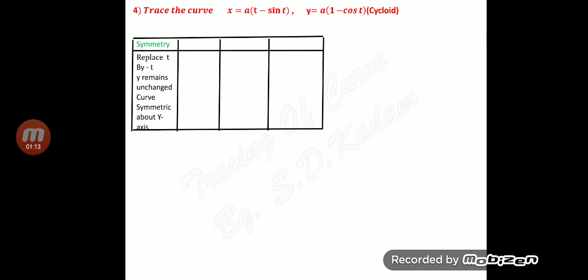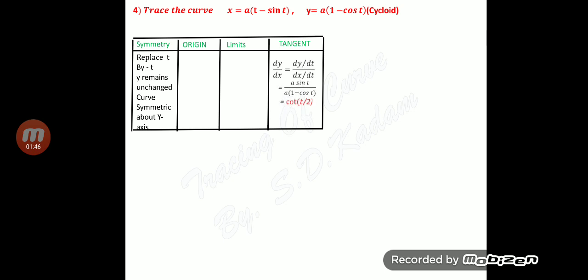If we replace t by minus t, if x remains unchanged, it is symmetric about the x-axis; if y remains unchanged, it is symmetric about the y-axis. Always, if it is cycloid, then y remains unchanged because y contains the even function cos t. Cos of minus t is again cos t, unchanged. Therefore, symmetric about y-axis. Next, we'll consider origin, next limits, and next tangent.